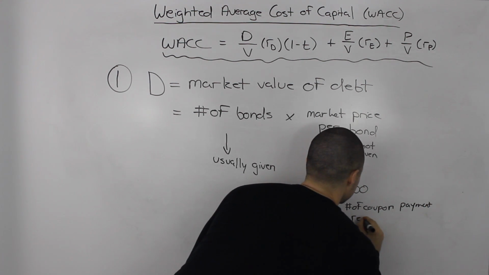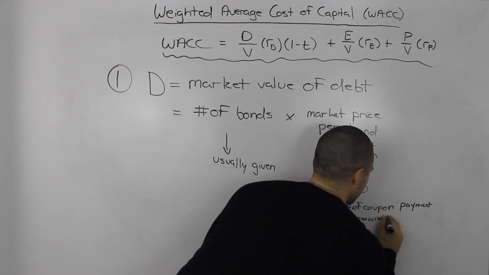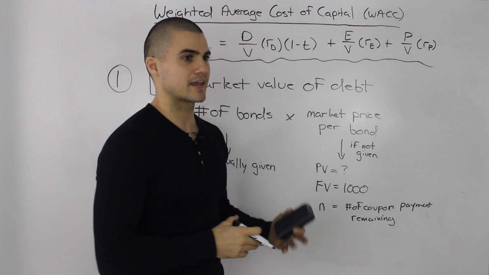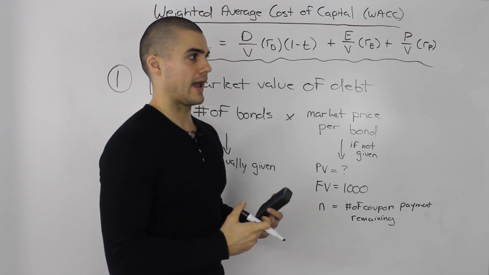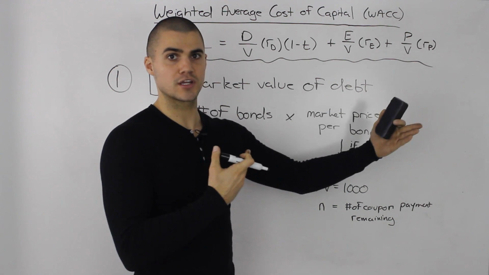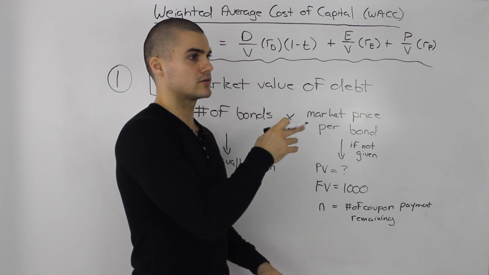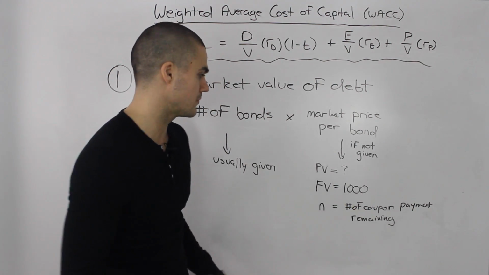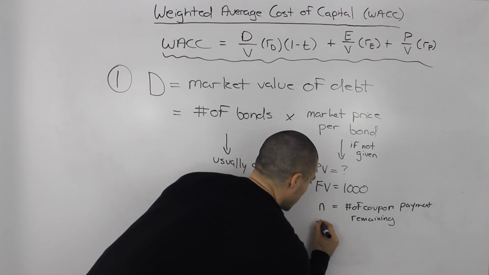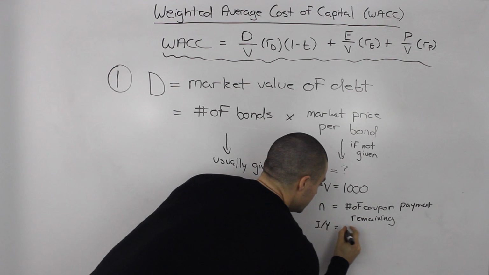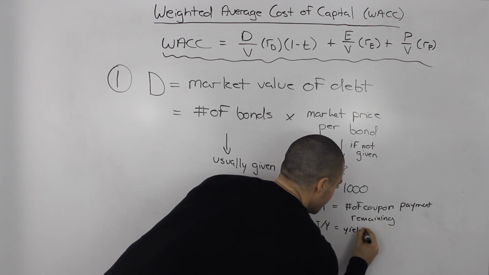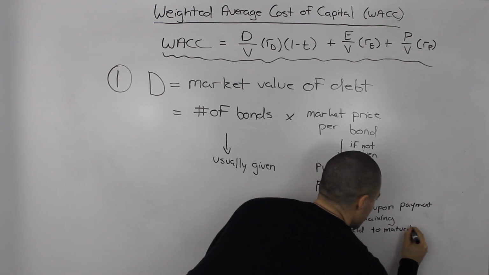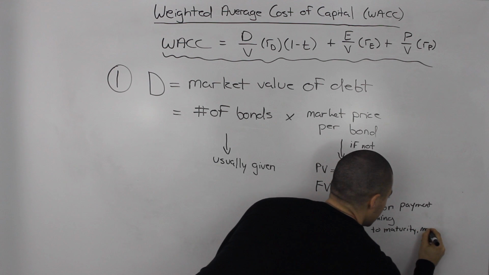And then your N would be the number of coupon payments remaining. So if you have a bond that's paying semi-annual coupons and they have 20 years left to maturity, well, they're paying a coupon twice per year. There's 20 years left. That means the N would be 40. So it's the number of coupon payments remaining. Your IY would be the yield to maturity. This would also be given, so this would be like your market rate.